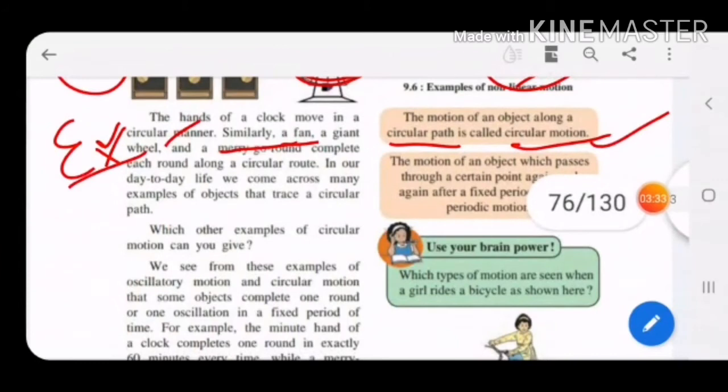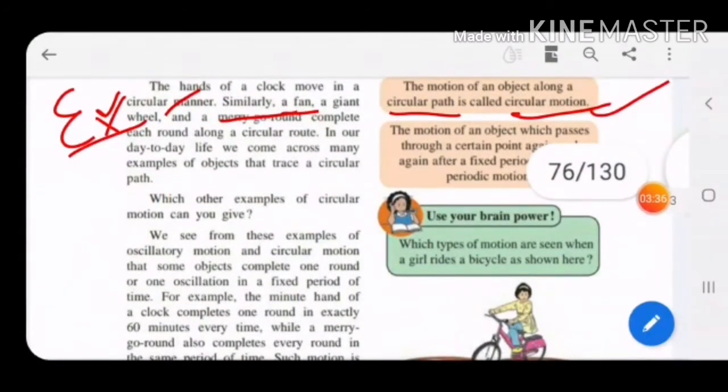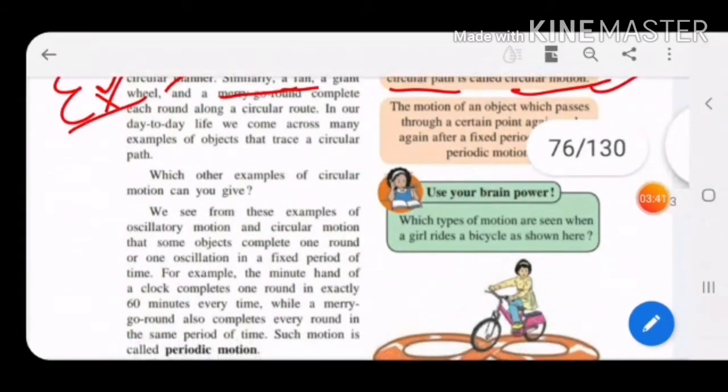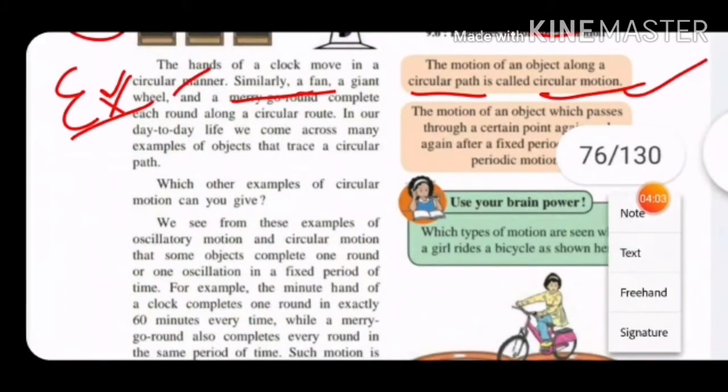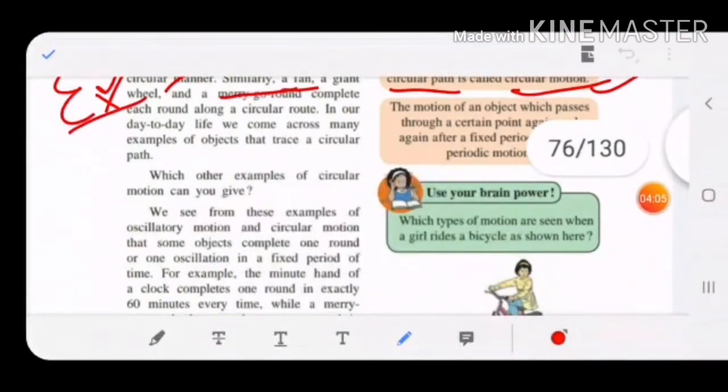So after circular motion, let's move to the next motion, that is periodic motion. Third motion, periodic motion. Children, we have seen from these examples of oscillatory motion and circular motion that some objects complete one round or one oscillation in a fixed period of time. For example, the minute hand in a clock completes one round in exactly 60 minutes every time, while a merry-go-round also completes every round in the same period of time. Such motion is called periodic motion. Now children, very important, the third type of motion under non-linear is periodic motion.